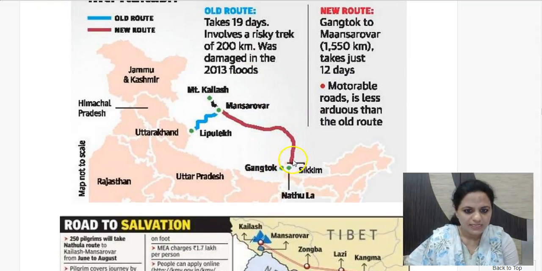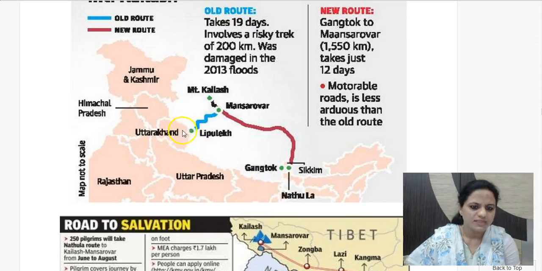So here you can see in Sikkim, this is the Nathula Pass over here. And this is Mount Kailash and the Mansarovar Lake in the Tibet region in China. So the Indian pilgrims go to this region. Two pathways are there. One is from Uttarakhand, Lipu Lake Pass, and another is through Nathula Pass.